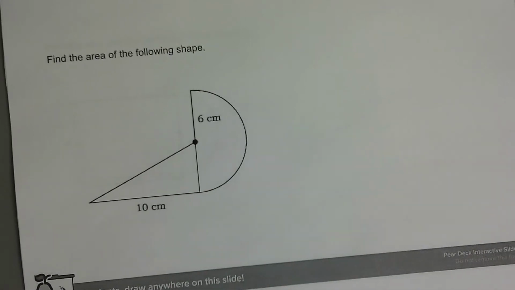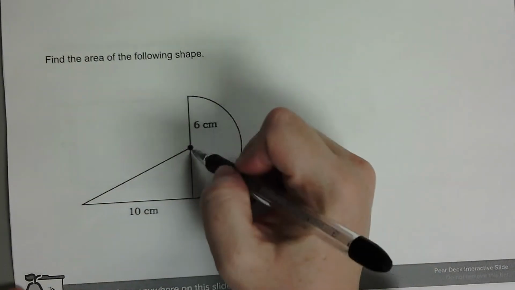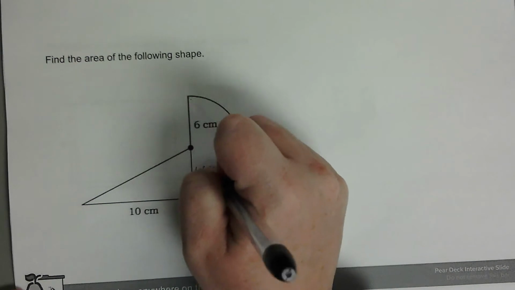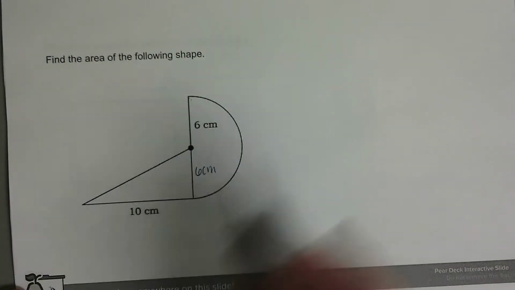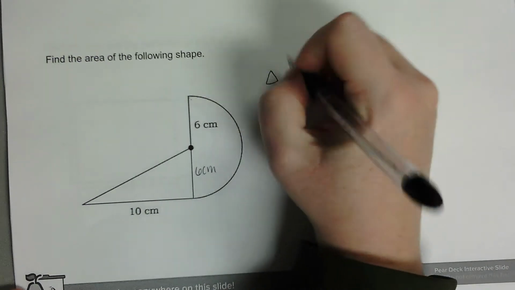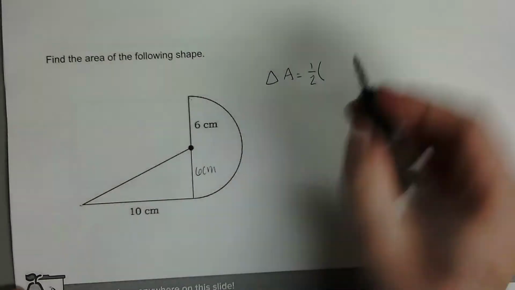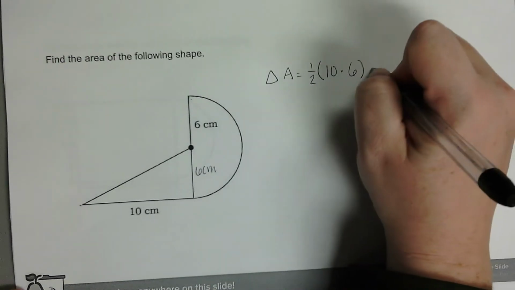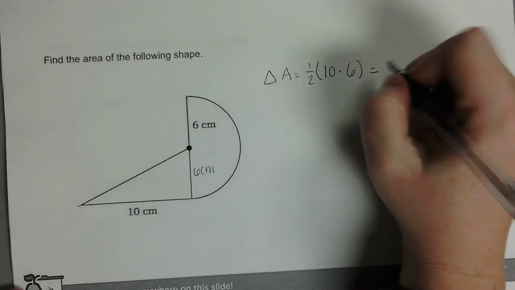Find the area of the following shape. Alrighty, so we know that this is 6. That means this must be 6. Area of a triangle is 1/2 base times height. So triangle area, 1/2 base times height. 10 times 6 is 60. Half of 60 is 30.